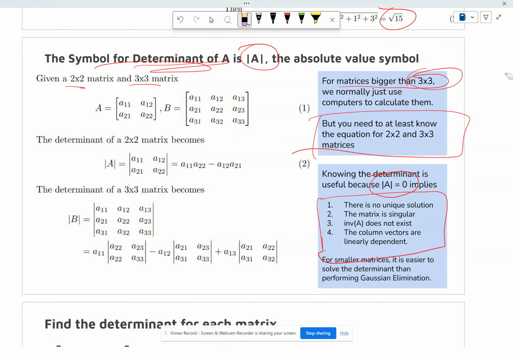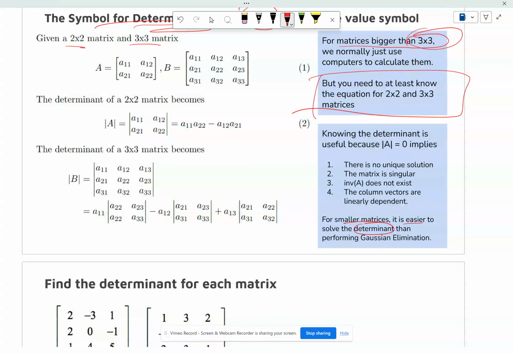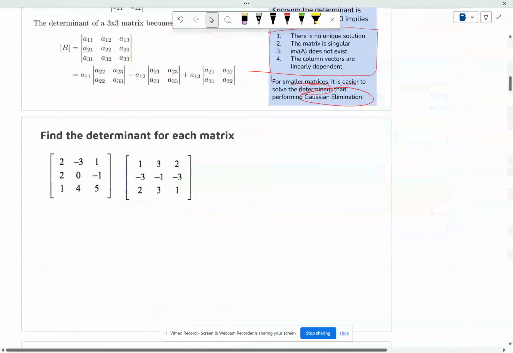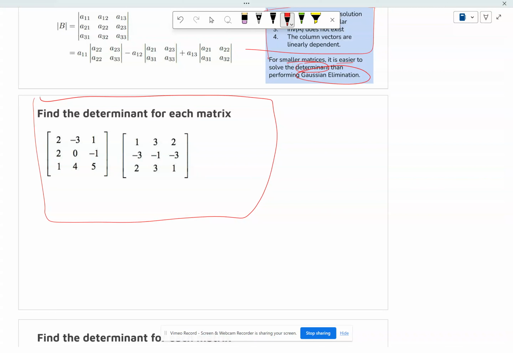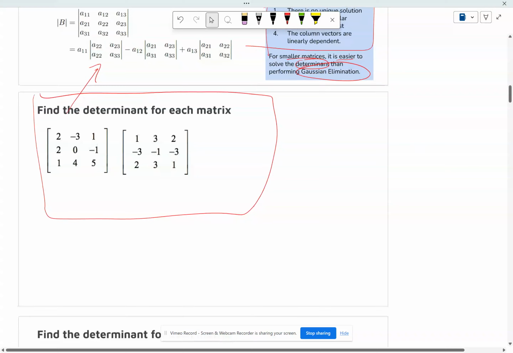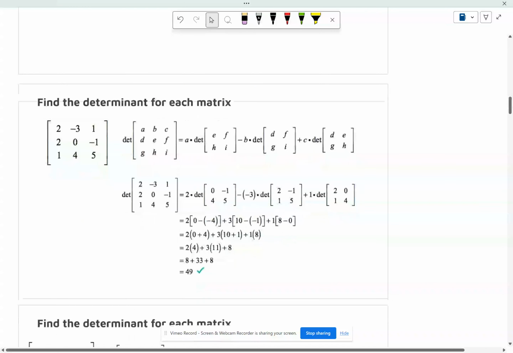Now, for smaller matrices, it's easier to just solve the determinant than performing Gaussian elimination. Therefore, if you're trying to run some of these tests, the determinant might be an easier way to go. Now, pause the video and see if you can calculate the determinant for these two matrices. Remember, this right here is the equation for it. Pause the video, try it, and I will continue.